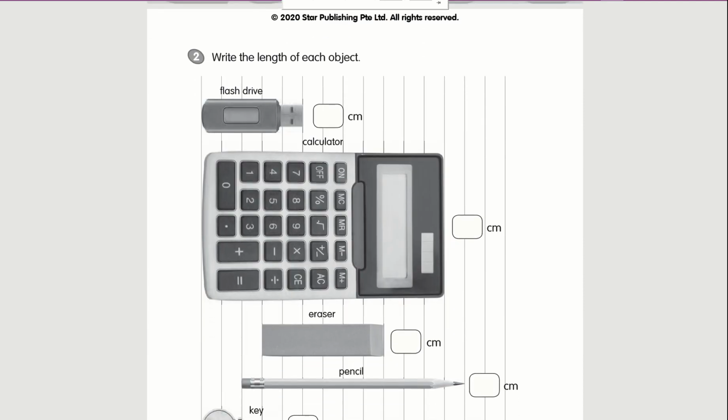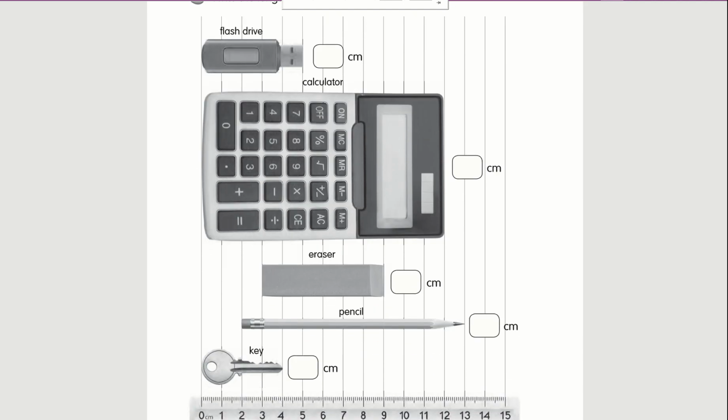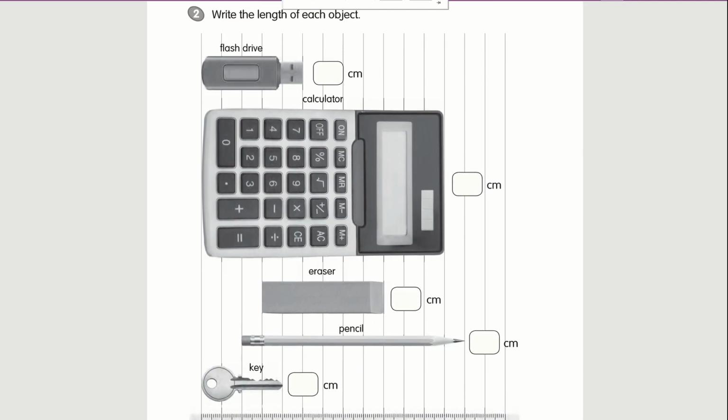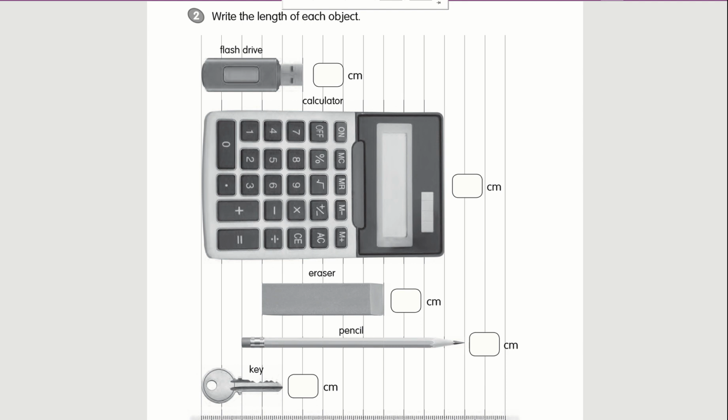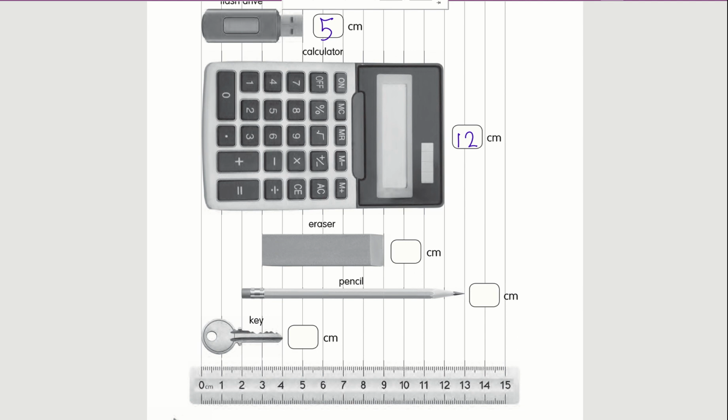Okay, now for number 2, write down the length of each object. Okay, so again, we are using the ruler at the bottom to find out the length of the object. So the flash drive is 5 centimeters, calculator is 12 centimeters, the eraser is 6 centimeters. Now take a look at the eraser. It ends at 9, but hey, take a look at where it starts. It starts at 3. Therefore, 9 minus 3 gives you 6. So that's how we get 6 centimeters.